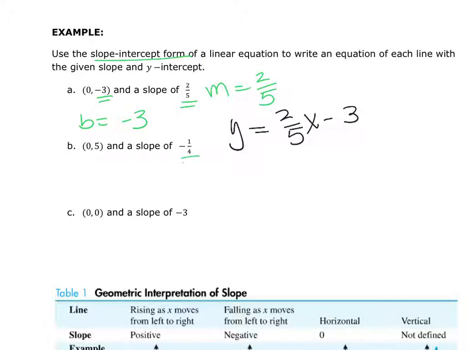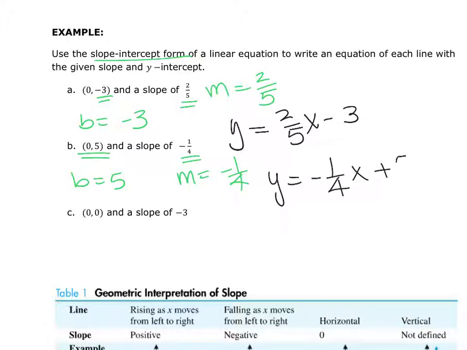Similarly, we have negative 1/4 is m, and it's going to go through this point. That means my b is equal to 5. My equation on this one would be y is equal to negative 1/4 x plus 5.